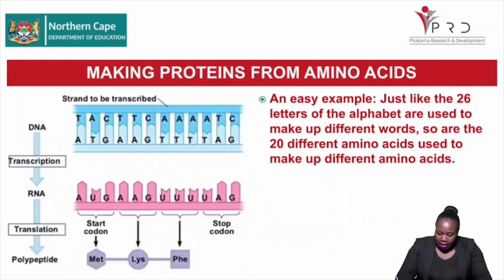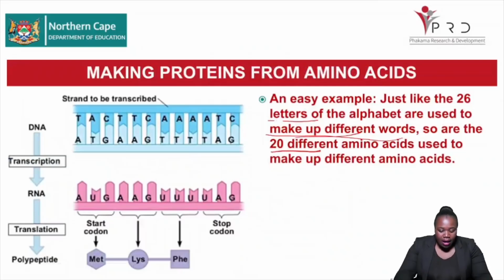Okay, and then this is just that example of the 26 letters in the alphabet that will make up different words. So the 20 amino acids will make up different proteins.